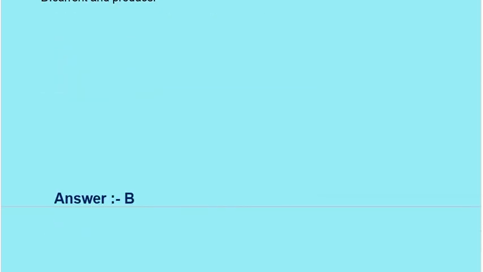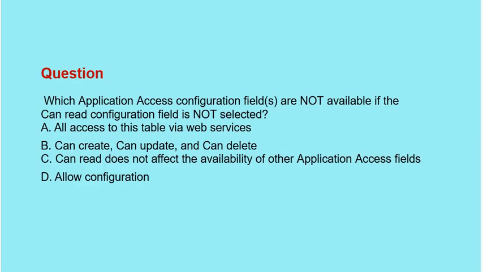Correct answer is option D. Question is, which application access configuration fields are not available if the can read configuration field is not selected? Option A, all access to this table via web services. Option B, can create, can update and can delete. Option C, can read, does not affect the availability of other application access fields. Option D, allow configuration.